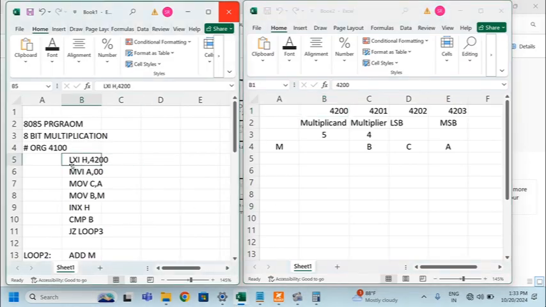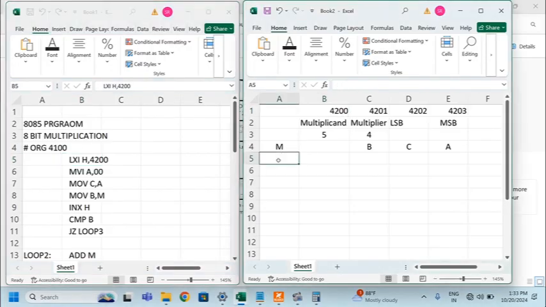So this is a memory pointer. Initialization of the memory pointer: the HL register pair is 4200, which means that now the M register has the content of 4200, which means M is equal to 5. That is the meaning of the M register. The M register always has the value pointed to by the HL register pair. Now the HL register pair has the value 4200, and 4200 has a value of 5. So that 5 is stored in the M register automatically.